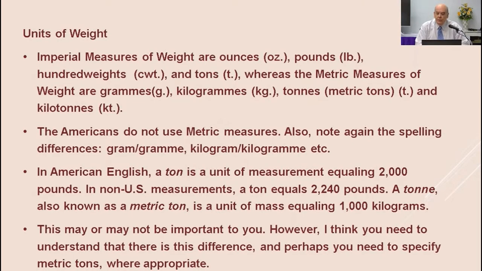Also, note again the spelling differences, G-R-A-M or G-R-A-M-M-E, and so on. In American English, a tonne is a unit of measurement equaling 2,000 pounds. In non-US measurements, a tonne equals 2,240 pounds. A tonne is also known as a metric tonne, is a unit of mass equaling 1,000 kilograms.